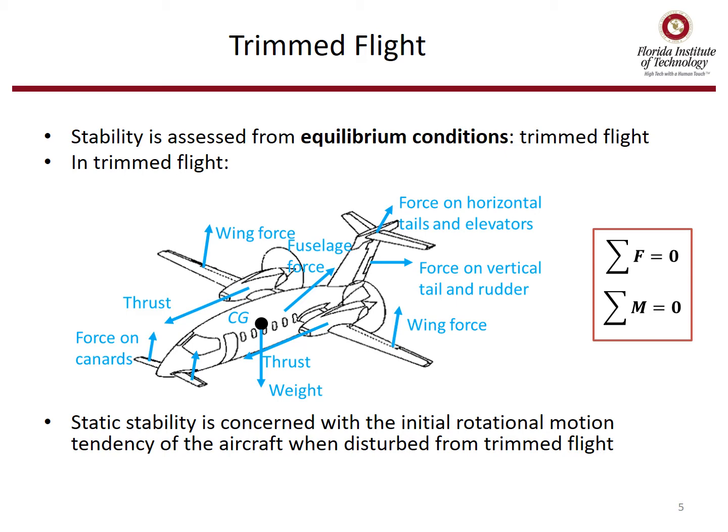And so we look at the airplane in the diagram and we see all these forces, and some of the forces go forward, some go back, some go up, some go down. But the sum of the forces has to cancel out and basically go to 0, and then the moments generated have to also sum to 0. Static stability, again, we're concerned with the initial rotational motion tendency of the aircraft after it's disturbed from a trimmed flight condition. Pilots think a trim means I can take my hands off the controls. The airplane is balanced.